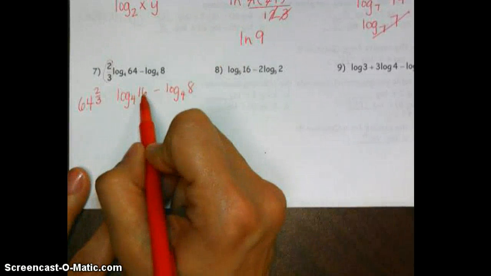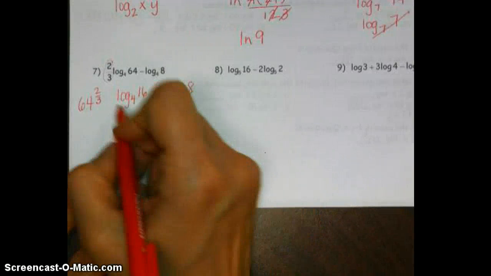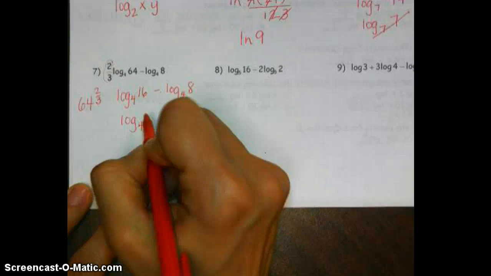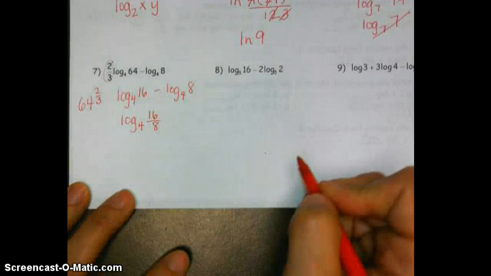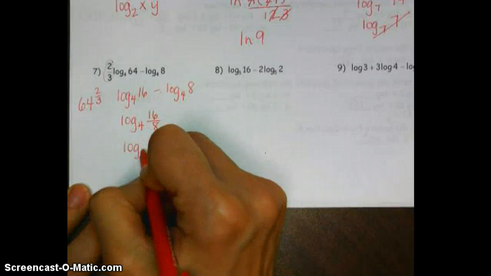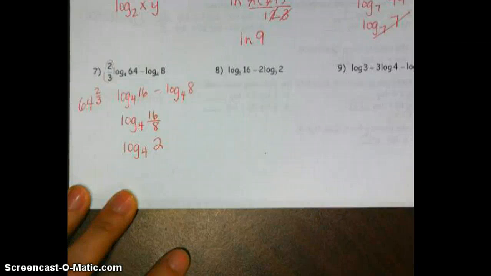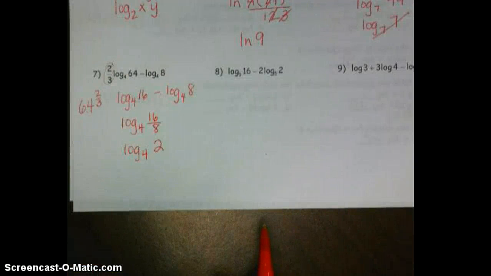Okay, so now I have two log functions that are subtracting, which means I'm actually dividing my argument. So log base 4 of 16 divided by 8. I notice that this is a fraction that I can simplify. So this is really log base 4 of 2. Okay, so from here, you're not done just yet.